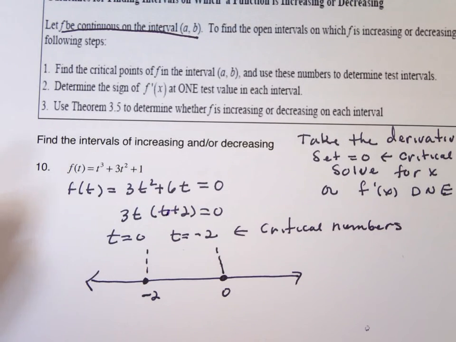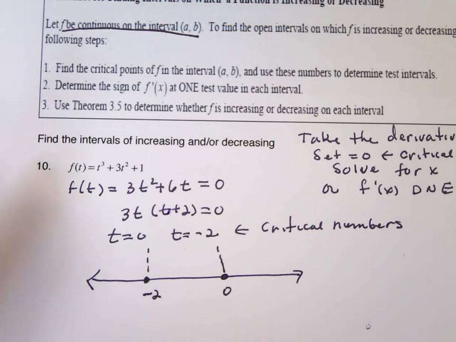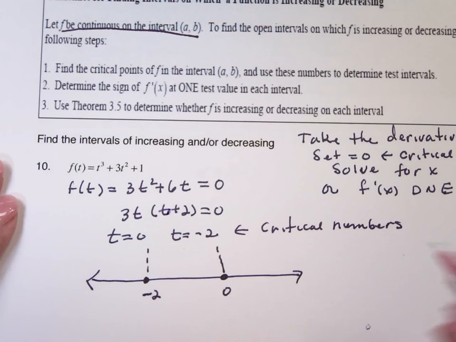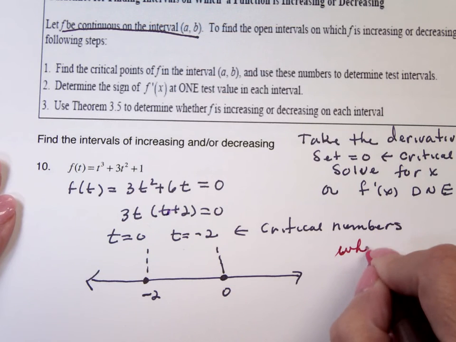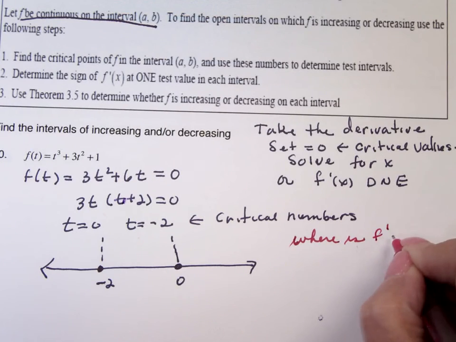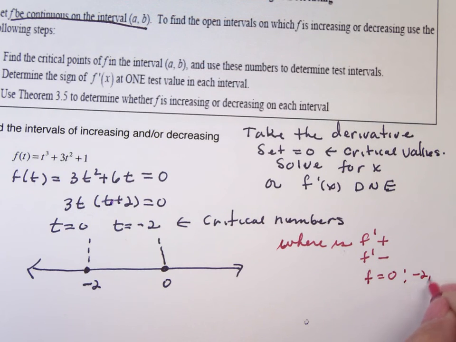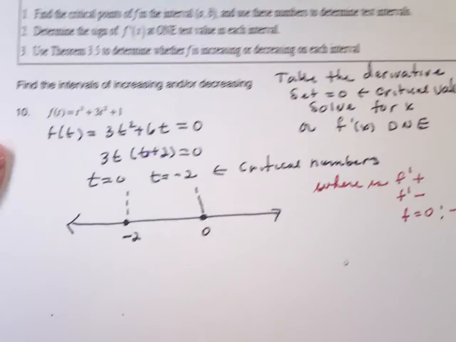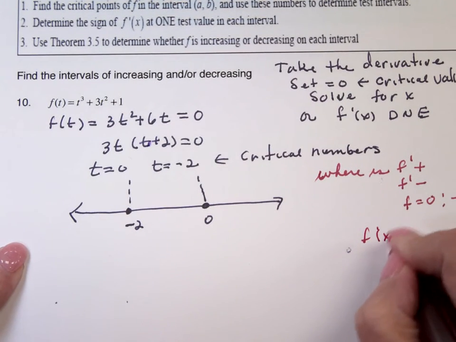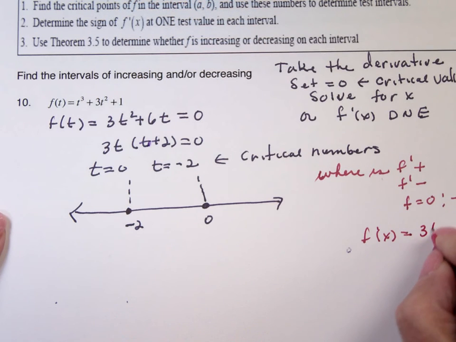Now what it tells you to do, and we're going to focus a little bit more on this as we go through, I have some stuff online with the multiplicity. But what you do is, I want to know where f prime is positive, f prime negative, and I know where f prime equals 0. It's at negative 2 and 0, right? So f prime of x equals 3t times t plus 2. Easiest way to do it. Second easiest way to do it.